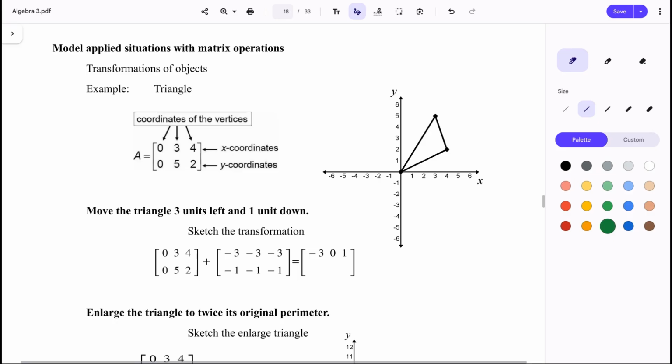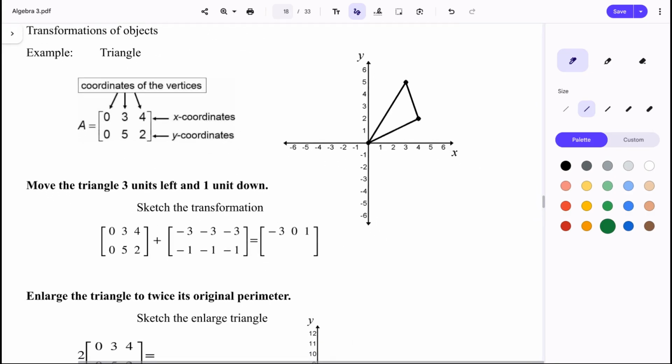When we're doing this, how we're going to write out our matrices is whatever shape you're working with, you need to know what the coordinates would be for that shape. So over here I have this triangle. We're going to use this same triangle for all of our problems here at the rest of the section. So this point is at 0, 0. This point is at 4, 2. And this point is at 3, 5.